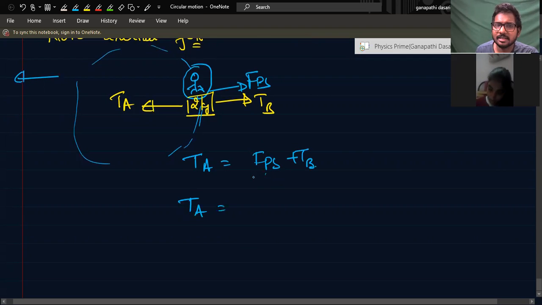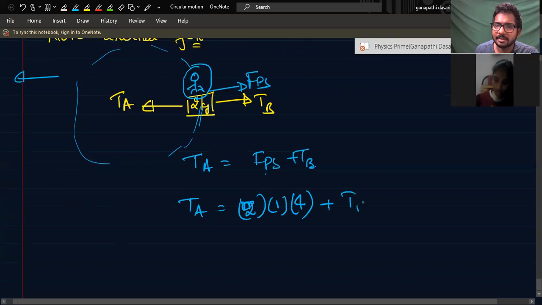What is FPS? The pseudo force is nothing but the mass of the object, that is 2 kg, into the acceleration of the frame of reference. What is the acceleration of the frame of reference? R is 1 meter, omega square is 4. Plus Tb. Got it?